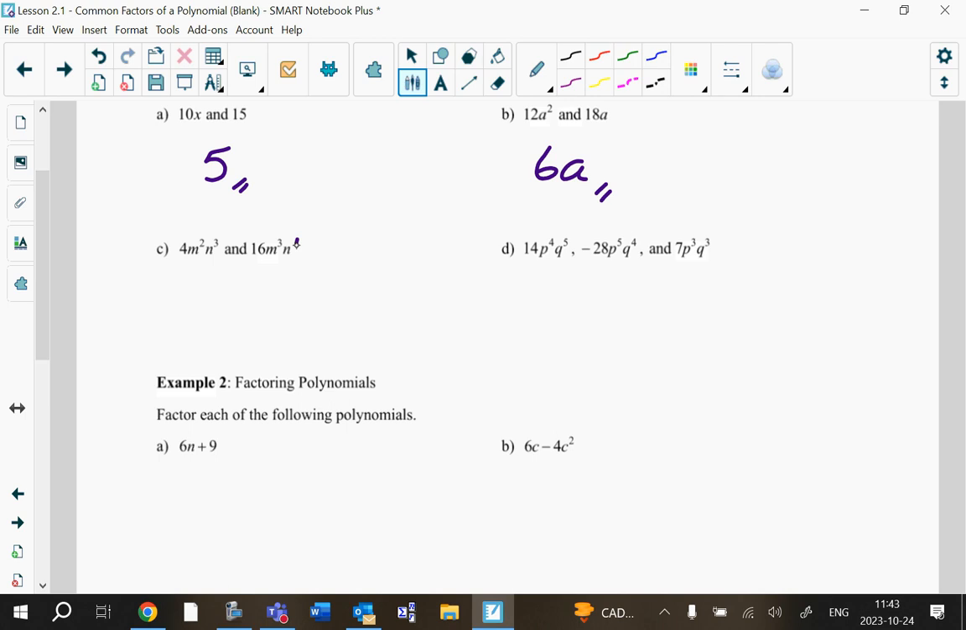What do you think this one would be? Well, what's the greatest common factor of the numbers? 4. M squared is the most number of m's I could take out of each one. Anything else? A single n. I can't take more than one n because there's only one here. Good, you guys are getting it.